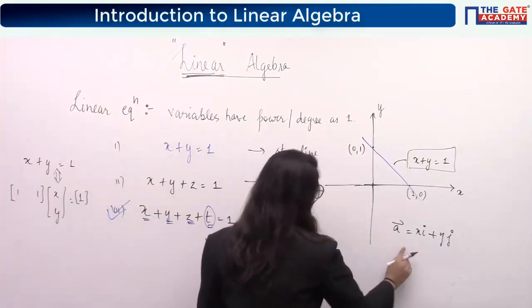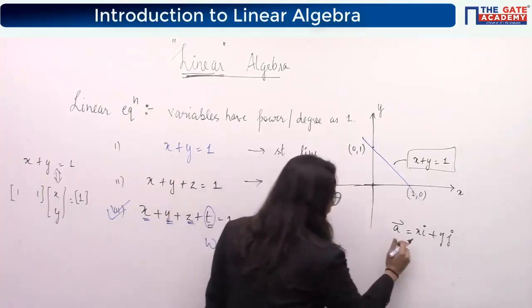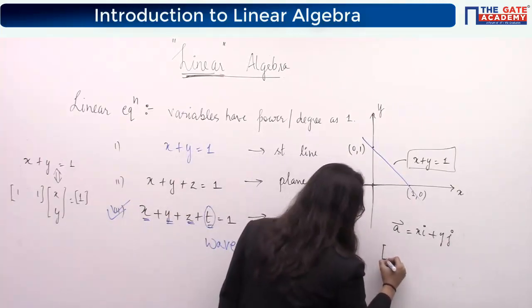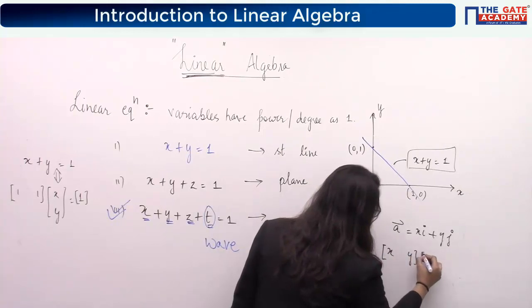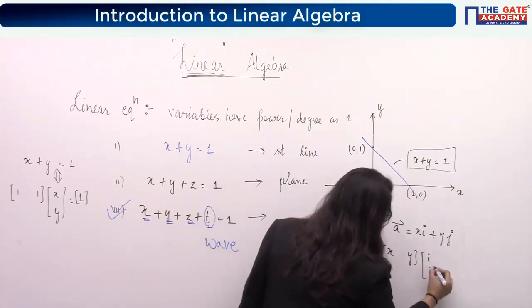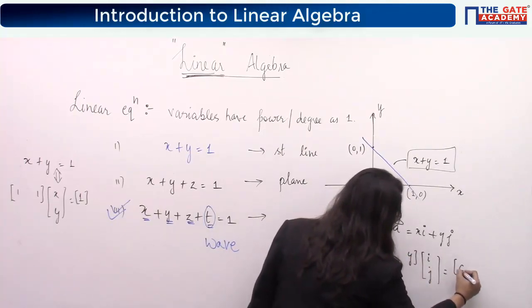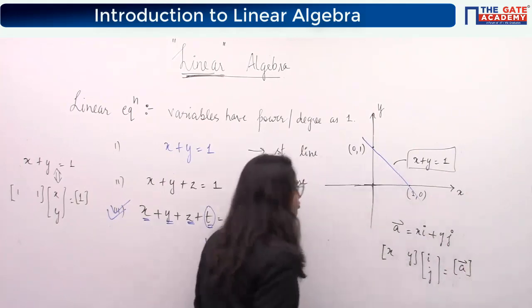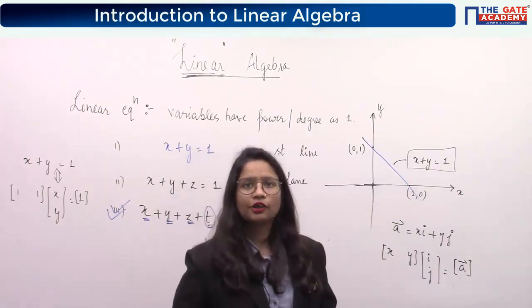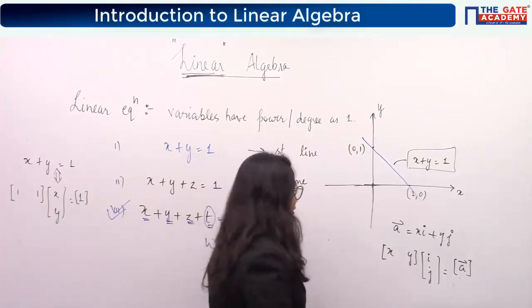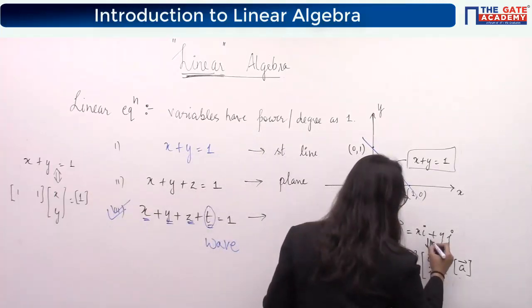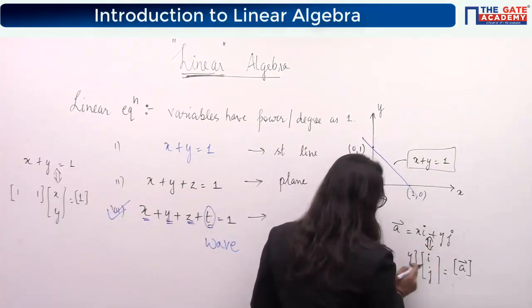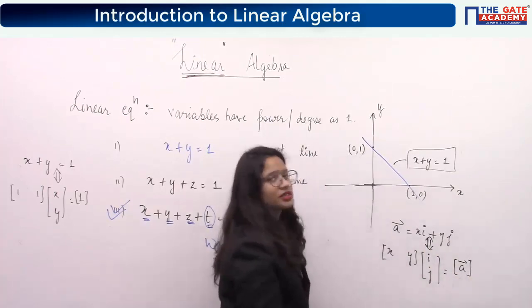Now again come to this vector which I have written down. Can I write this vector like this? Are you following this? Can I write it like this? Again, both of these are equivalent or not? If you multiply, xi plus yj gives you a vector. It is the same thing.